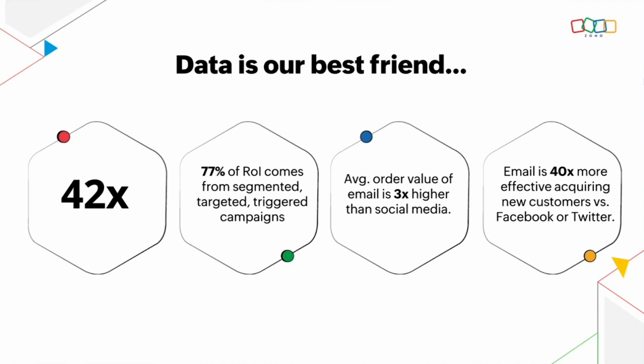The ROI, or return on investment, is around 77% more with segmented, targeted and triggered campaigns. We'll talk about segmentation, how to trigger campaigns and how targeted campaigns can be set up later on in this webinar. The average order value of an email is also three times higher than social media.